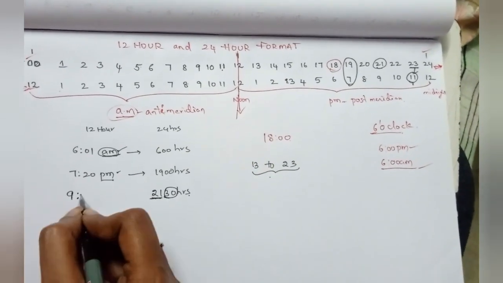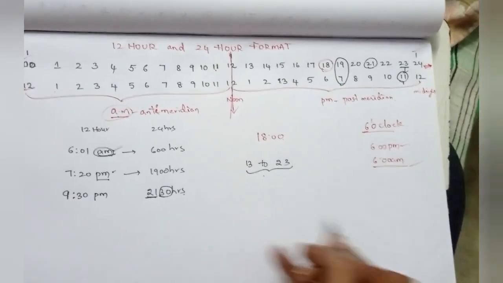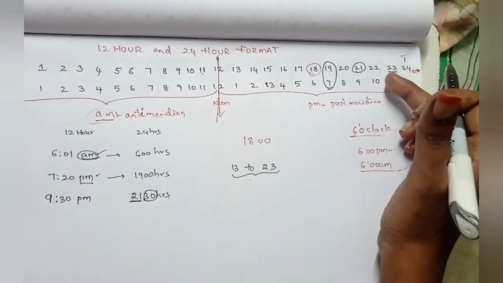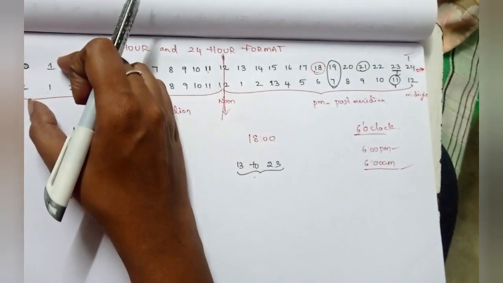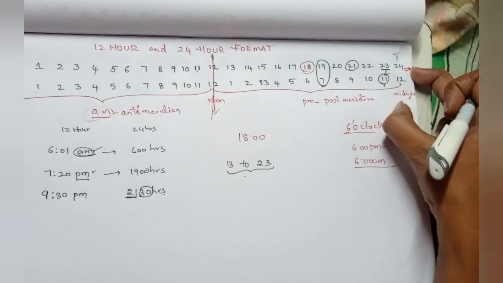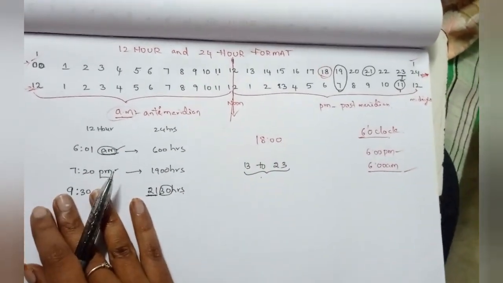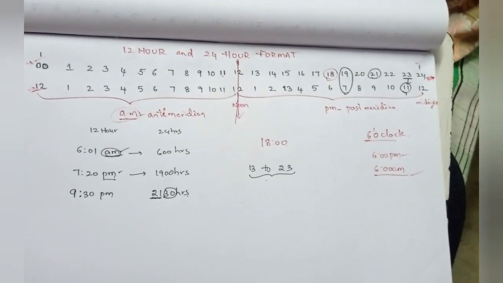30 minutes they have given, 30 will be written. So here obviously we have to put PM. Why? Because the clock is in the second round. When you are doing problems, you maintain this table so that you can easily convert 12 hours to 24 hours, and 24 hours to 12 hours. Let's get into another topic.